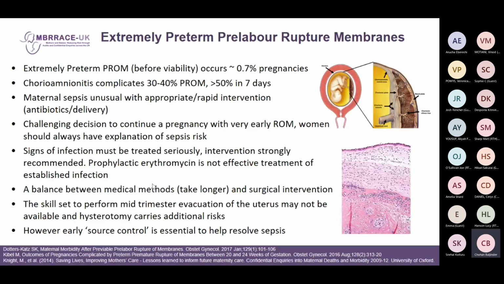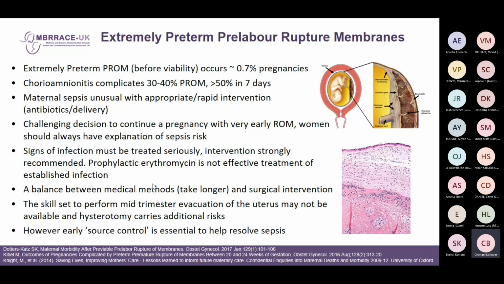Now, the next slide's a little bit busy. Again, from the MBRRACE report, just talking about extremely preterm, pre-labour rupture of membranes. So before viability, so small proportion, obviously those of you working in Oxford, you're going to see a lot more of these patients, aren't you? So it occurs in about 0.7% of pregnancies. If it's going to happen, it usually happens in the first few days of her having SROMed. So that's why we would always keep them in hospital, but they're also more likely to then deliver.